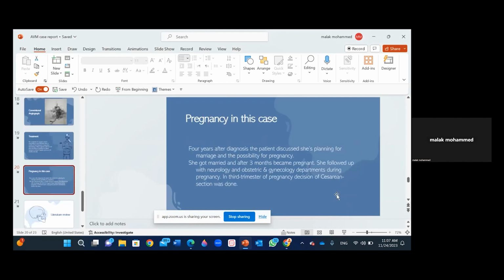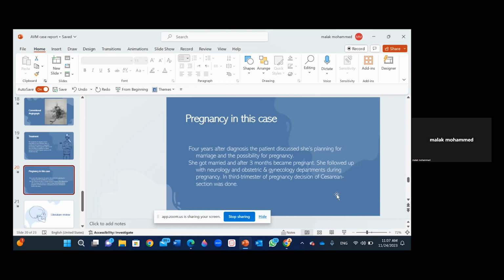Then 4 years later, she presented to our clinic. She was discussing with us that she's planning for marriage, and there's a possibility of pregnancy. So how will we manage it in this case? Counseling the patient, taking into consideration that she's healthy and doing well. MRI was done. There's no change, no bleeding, no recent hemorrhage or signs of hemorrhagic stroke.